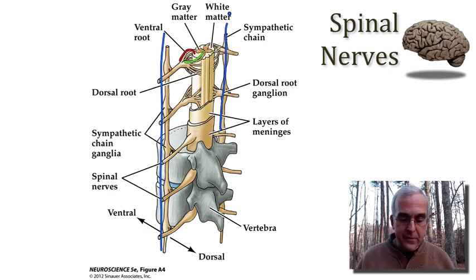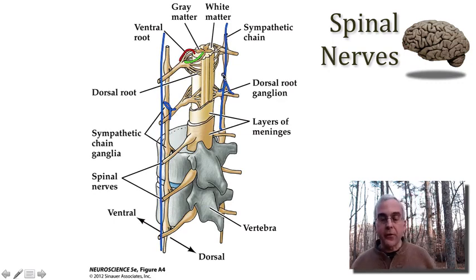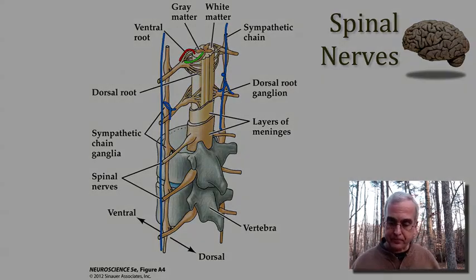And notice that the sympathetic chain is connected by a series of small connecting rootlets that go back and forth between the spinal nerve and the sympathetic chain as that nerve emerges out of the canal formed between the vertebrae of the vertebral column.